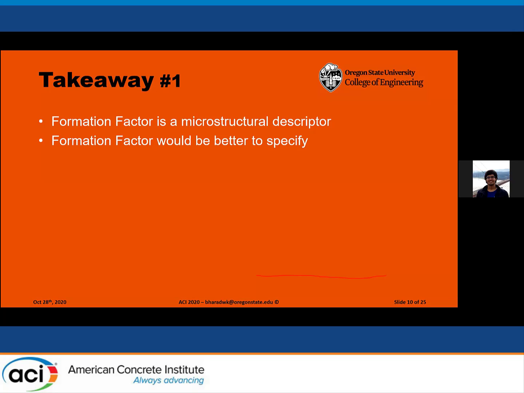That is the first takeaway of this presentation. Formation factor is a microstructural descriptor. It doesn't depend on the temperature and it doesn't depend on the pore solution characteristics. It only depends on the microstructure. To underscore the point again, formation factor is a microstructural descriptor, and the microstructure can be described fairly well with the formation factor. Because of that, it's better to specify than the resistivity.